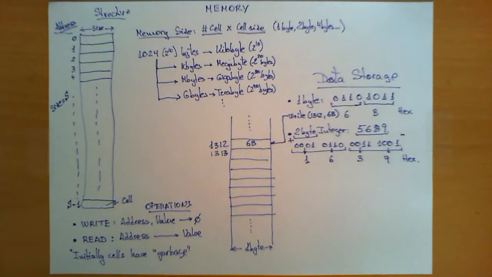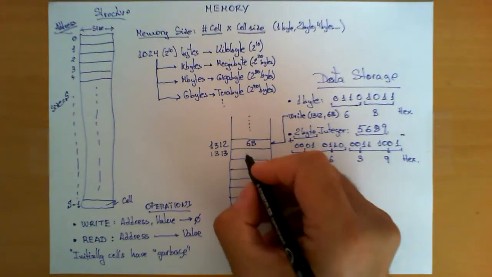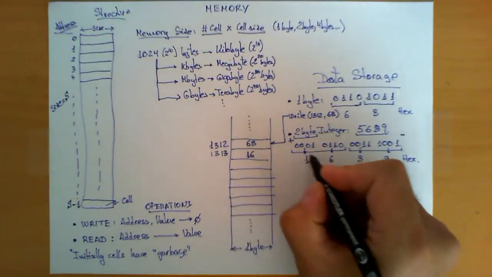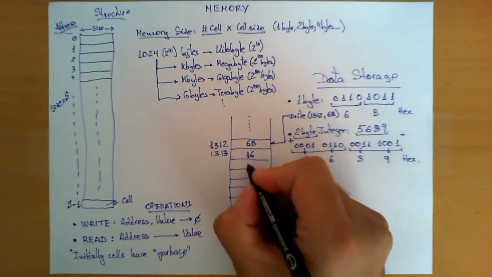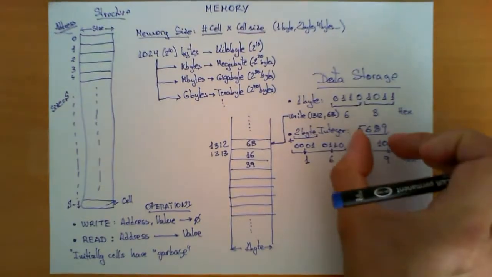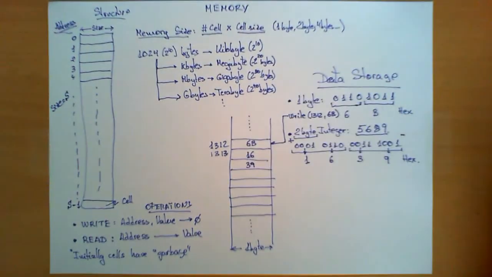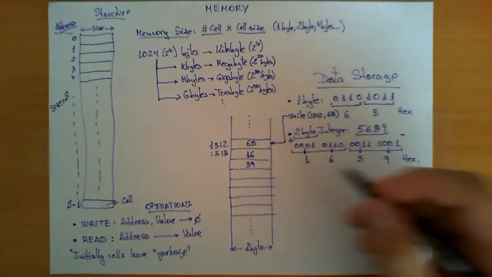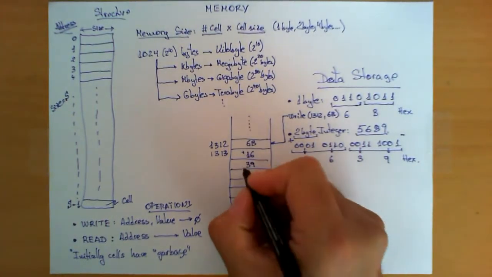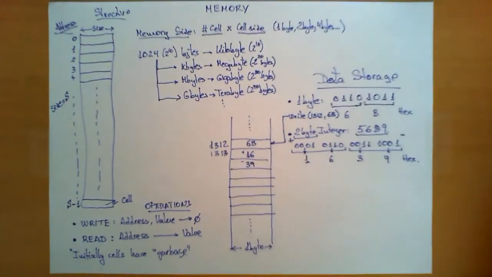Well, clearly, one option is to use this first cell and store here 16, which corresponds to the first 8 bits, and in the next cell, store the number 39. That way, this number is now stored in these 2 cells over here. This is the most significant byte, this is the least significant byte.